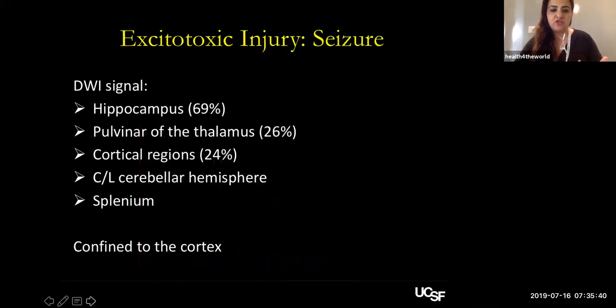Let's talk about seizures. Seizure can cause diffusion signal abnormality in all these areas. It's a very important stroke mimic because we see strokes in inpatients who are admitted to the hospital, and many times they're seizing. That will cause diffusion abnormality. Seizures will lead to diffusion abnormality in the hippocampus, the pulvinar of the thalamus, the cortical regions, and the contralateral cerebral hemisphere, as well as the splenium. The seizure-related excitotoxic injury is confined to the cortex and does not involve the subcortical white matter as much as infarct does. But if you see diffusion in these areas, always take a pause and think: am I dealing with a seizure patient or a stroke patient?